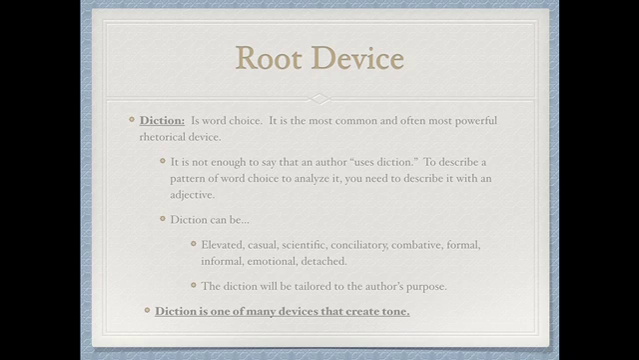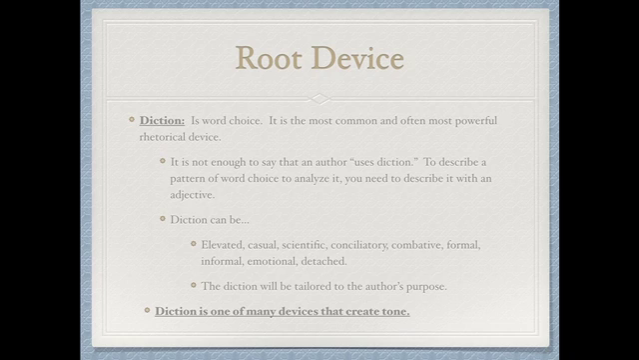Because that's obvious. Diction is just words. Obviously, an author is using words. So it's not enough to say that the author uses diction. Diction on its own is not really a device. You have to use some adjective to describe what sort of diction, what kind of pattern of word choice you see in what you're reading. This is not a comprehensive list of adjectives that you could use to describe diction, but it could be elevated, casual, scientific, conciliatory, combative, formal, informal, emotional, detached, and the list goes on and on. If you notice a pattern, describe that pattern, and you can often analyze that as something that serves the author's purpose.